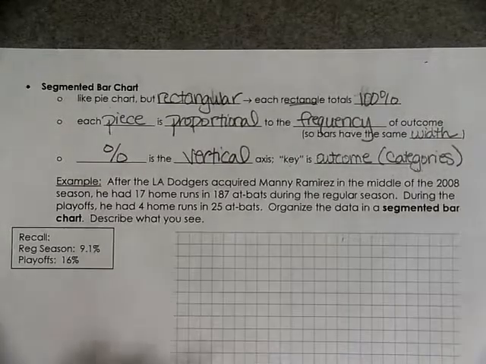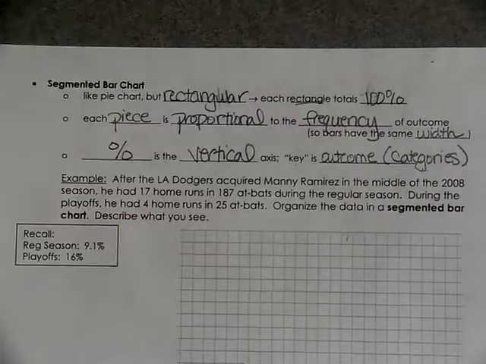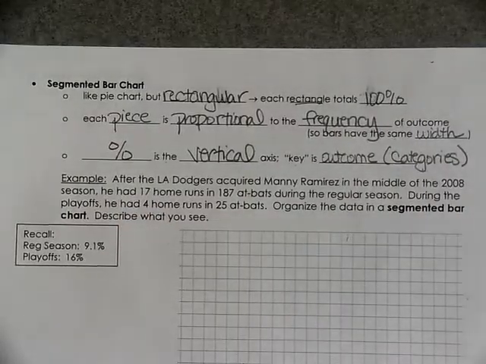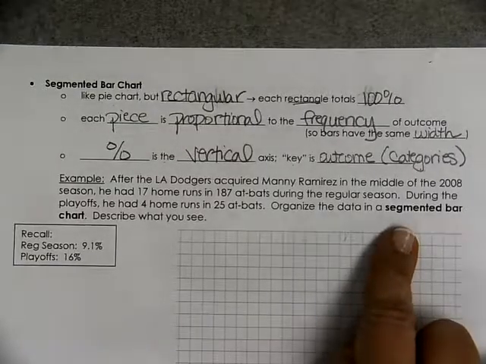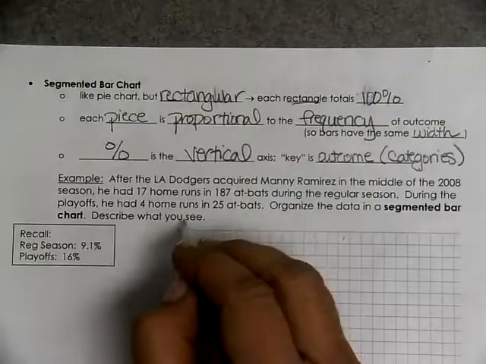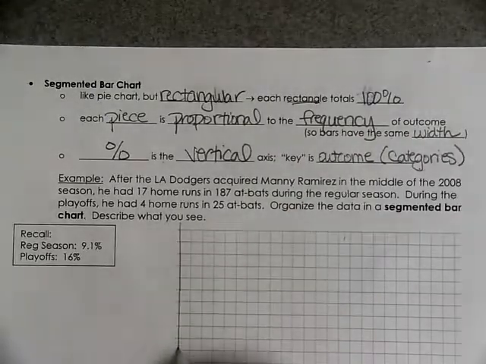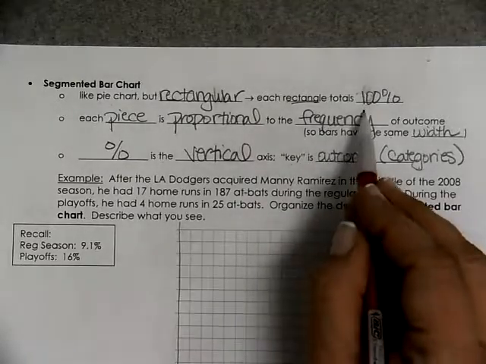So instead of having to calculate all that stuff again, I'm going to use the same example. And this time we're just going to look to see what a segmented bar chart would look like. So in a segmented bar chart, what we would need to do is we would need two large rectangles to total 100%.